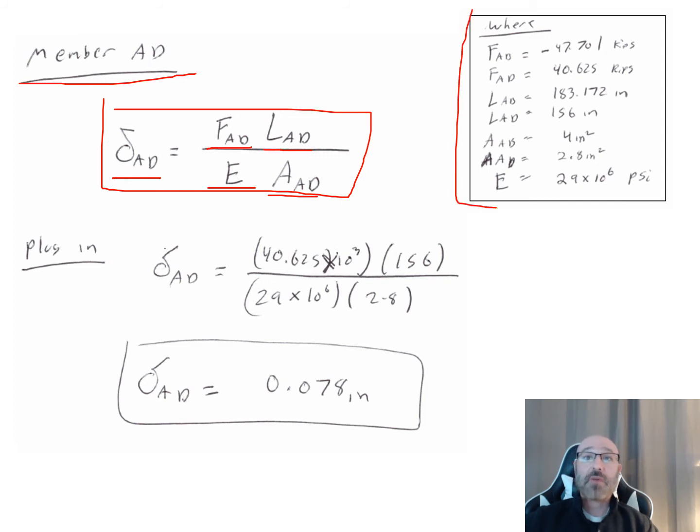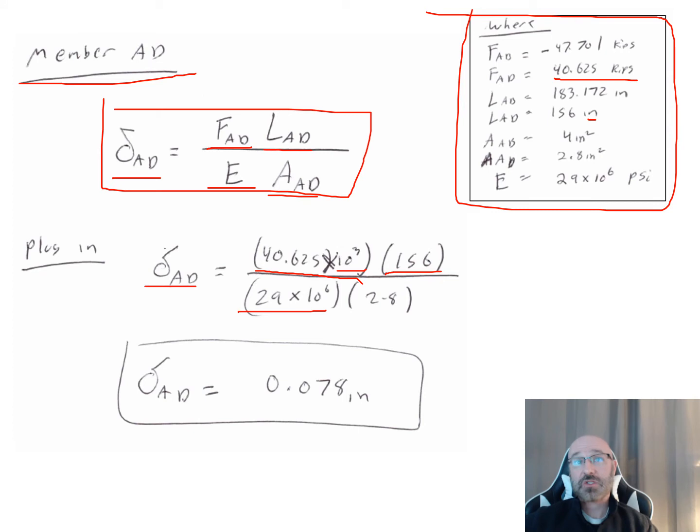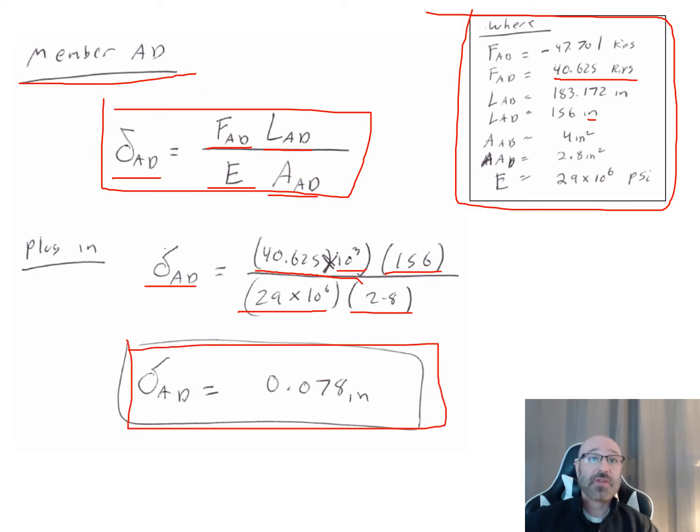Write out all of my knowns over here again, so I have all those variables I can plug right in. So my delta AD is now equal to, my FAD is this 40.625 kips, so times 10 to the positive third in pounds, 156 in units of inches, 29 times 10 to the 6 in pounds per inches squared in PSI, and 2.8 in inches squared. Again, the units cancel out, we're left with just inches, and it's a positive deformation in this case, delta AD is equal to 0.078 in units of inches.